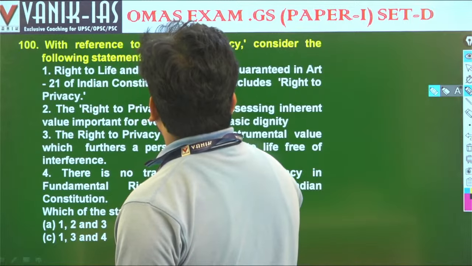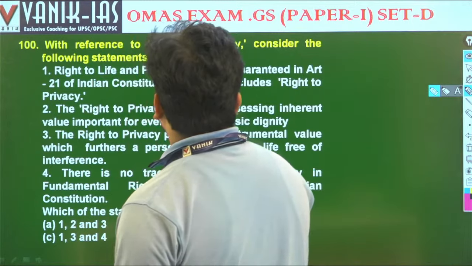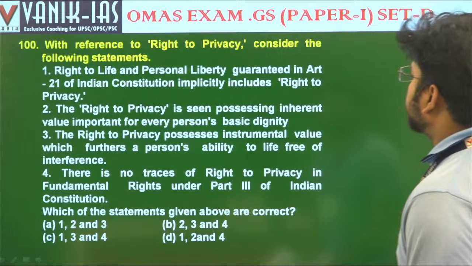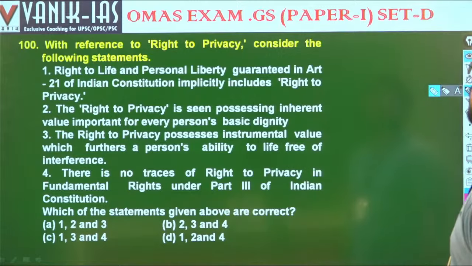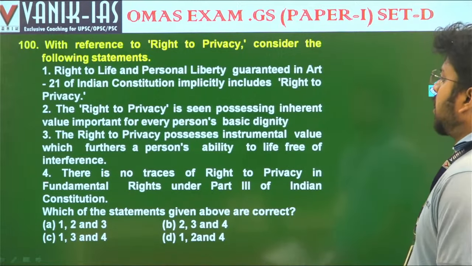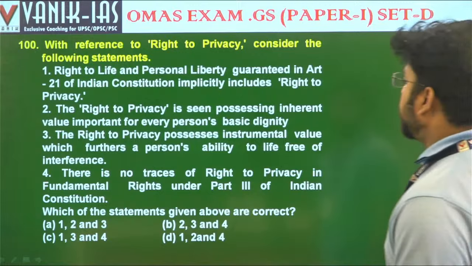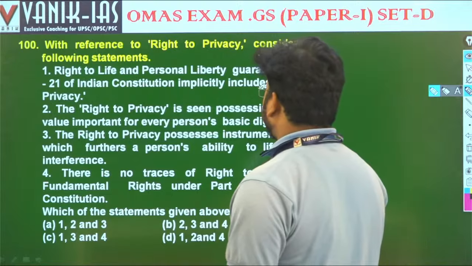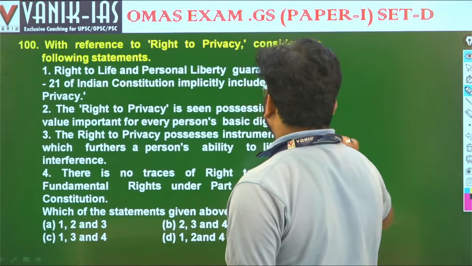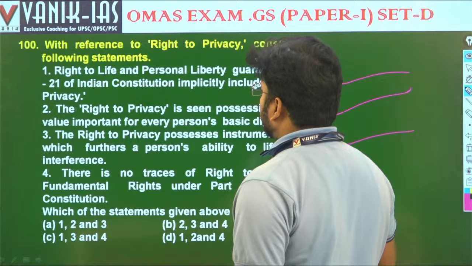With reference to right to privacy, consider the following statements. Right to privacy and personal liberty guaranteed in Article 21 of the Constitution implicitly includes right to privacy. The right to privacy is seen as possessing inherent value, important for every citizen's basic dignity. Yes, basic dignity is enforced by right to privacy. Okay. The right to privacy possesses instrumental value for a person's ability to live free of interference. Yes. 1, 2, 3, all the options are correct.